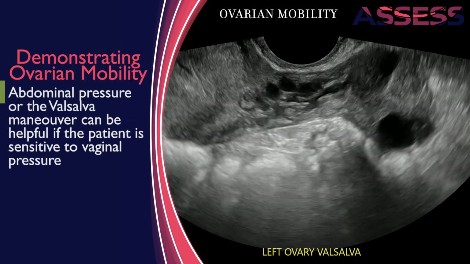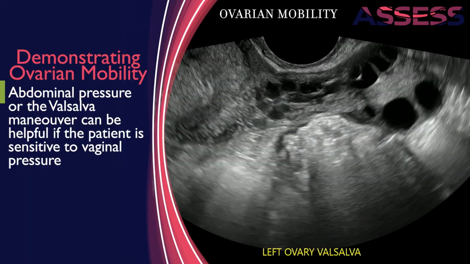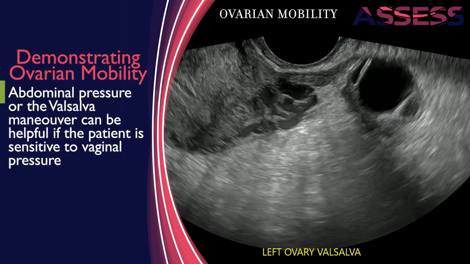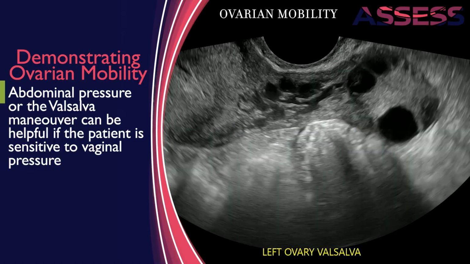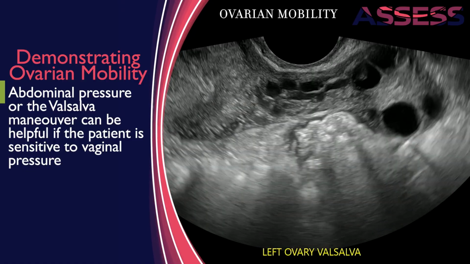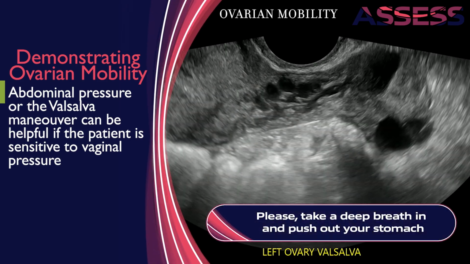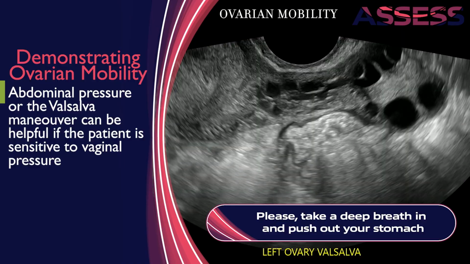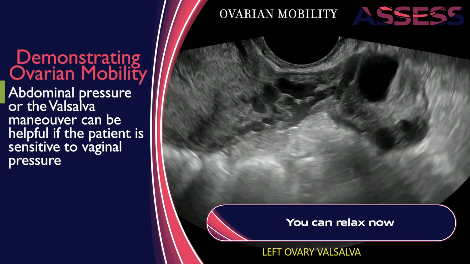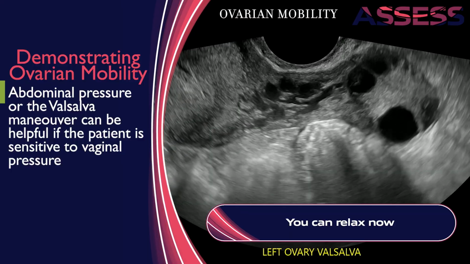It may also be helpful to watch the ovary as the patient performs a Valsalva maneuver. This may be helpful to move the surrounding bowel around the ovary and may be more comfortable for the patient than applying pressure vaginally. To perform this maneuver, hold the probe still over the ovary and indicate to the patient to take a deep breath in and push out their stomach. As they push, watch the structures surrounding the ovary move. Then, as the patient relaxes, watch the structures moving again around the periphery of the ovary.